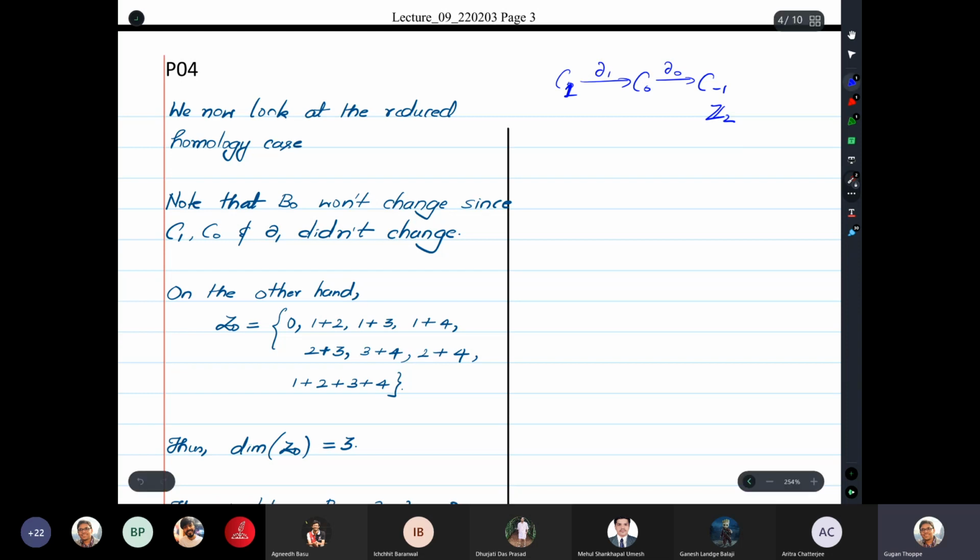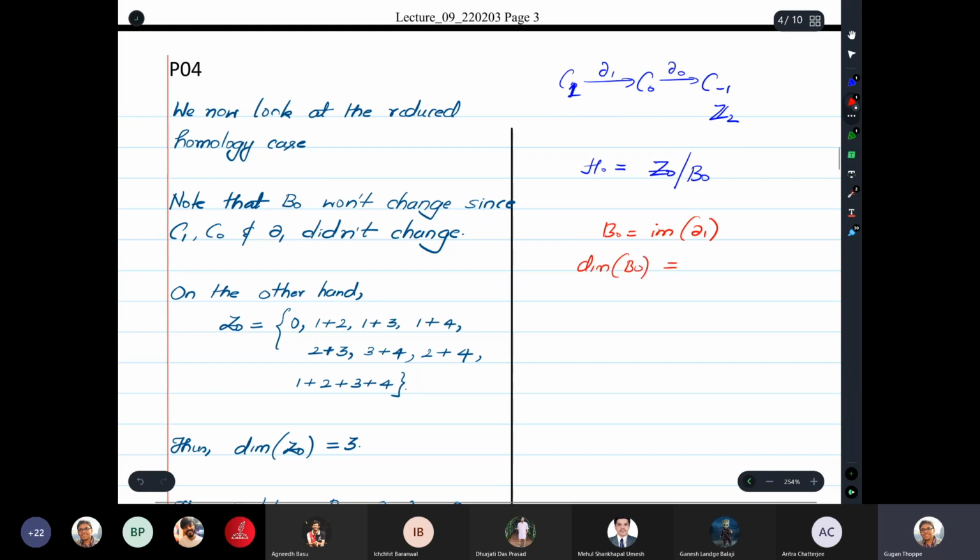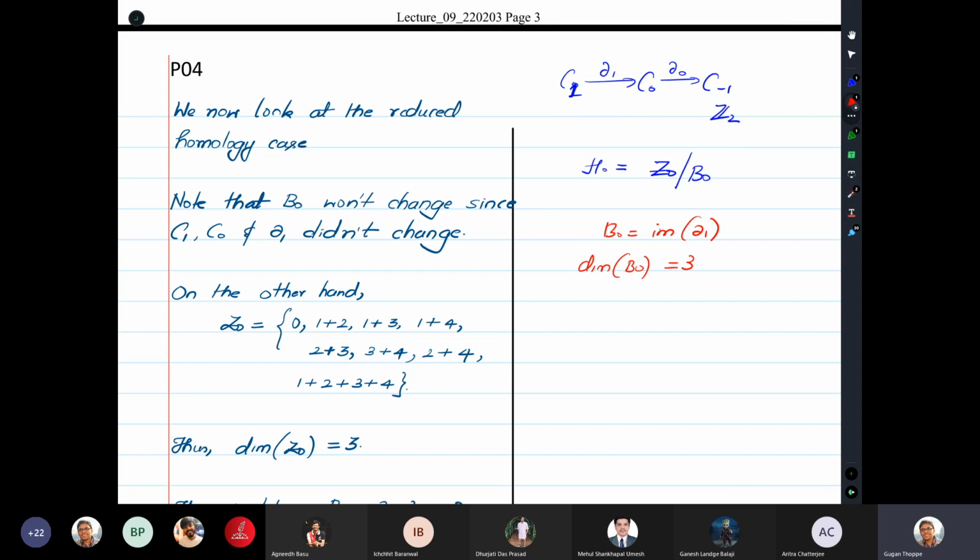Now, in order to compute this H0, again it is Z0 quotiented with B0. B0 corresponds to the image of del 1. So notice that we haven't changed C1, we haven't changed C0, and consequently del 1 doesn't change, and hence this part remains unchanged whether we look at the usual homology setup or the reduced homology setup. So whatever B0 we computed will turn out to be one and the same. As we saw before, B0 is a vector space of dimension 3, and here as well it will turn out to be the same.